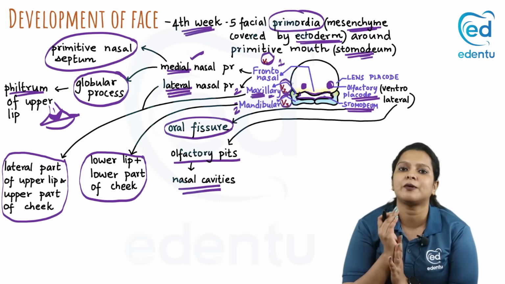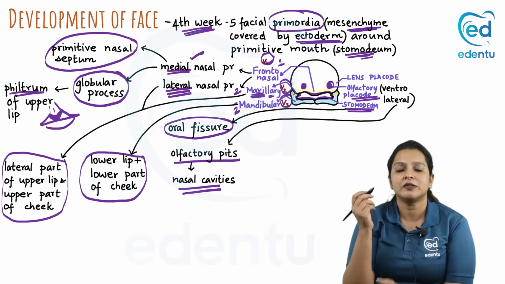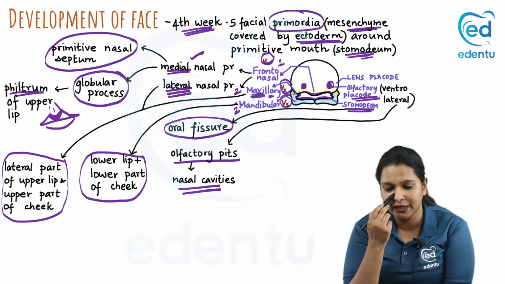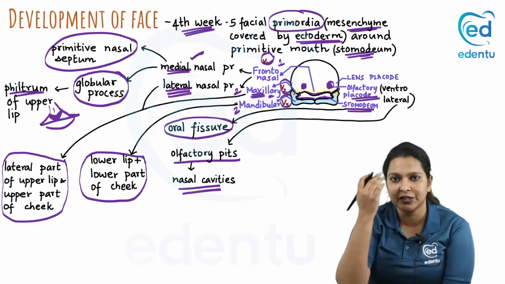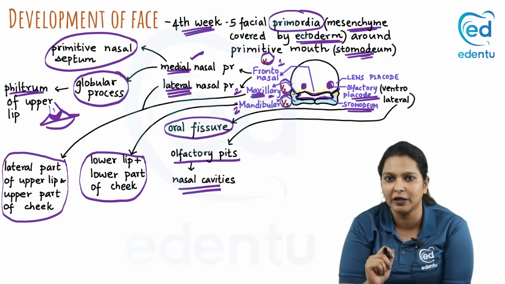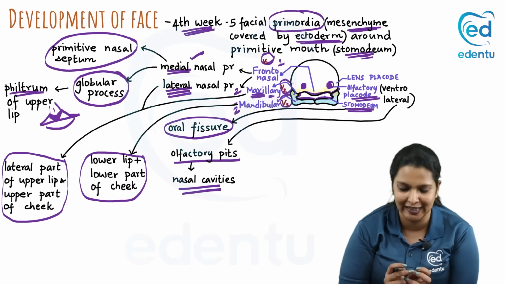The lateral nasal process will join together with the process on the side, that is the maxillary process. The joining part between the lateral nasal process and the maxillary process, that junction, if it does not fuse properly, then it will lead to a defect called the oblique nasal defect or the oblique facial cleft. If the lateral nasal process does not fuse with the maxillary process, it is called an oblique facial cleft.